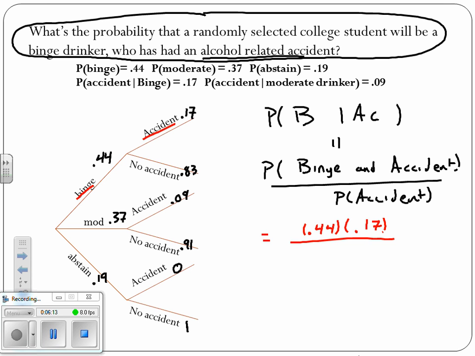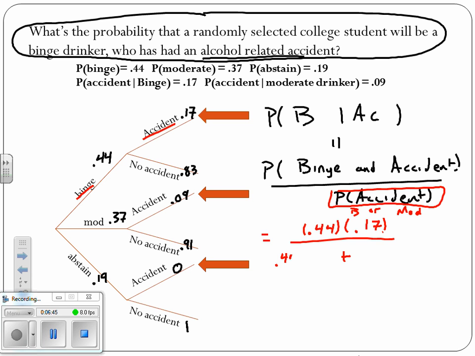Now what's interesting, when we go to accident, if you look at your tree, there are 3 situations where you could have an accident. You could be a binge drinker and have an accident, a moderate drinker and have an accident, and I'll mention it here because it's part of the tree, you could abstain and have an accident. Obviously with a 0 there, that can't happen. So there's 2 ways to have an accident. You could be a binge drinker, or you could also be a moderate drinker. So with that or, we're going to have a plus in the middle.